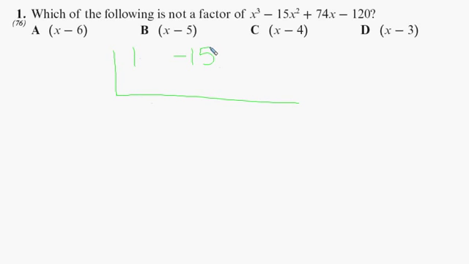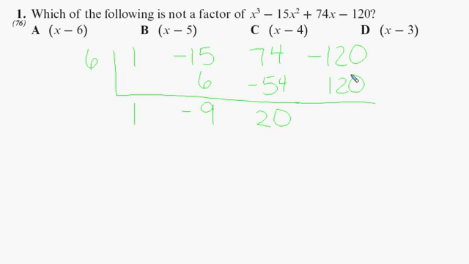We have 1, negative 15, 74, and negative 120. We'll just start over here with letter A, which is going to give us positive 6. Bring down the 1, times 6. We have negative 9. This gives us negative 54. 20 times 6 is 120. Clearly no remainder there. So A is obviously a factor. X minus 6 is obviously a factor of that polynomial.